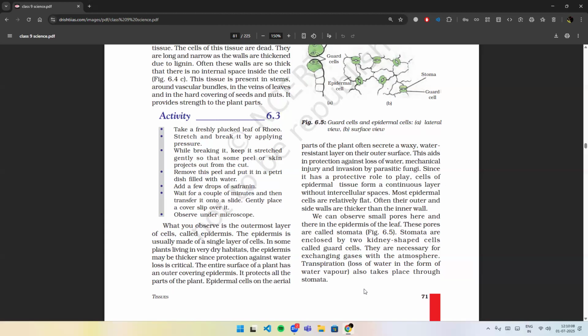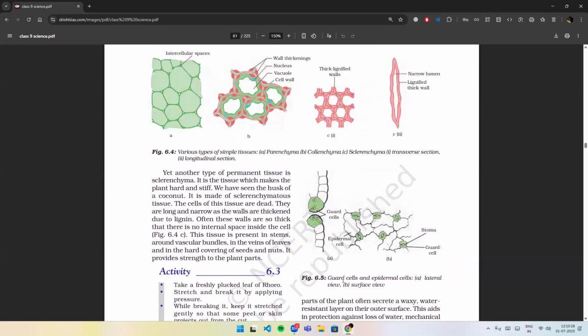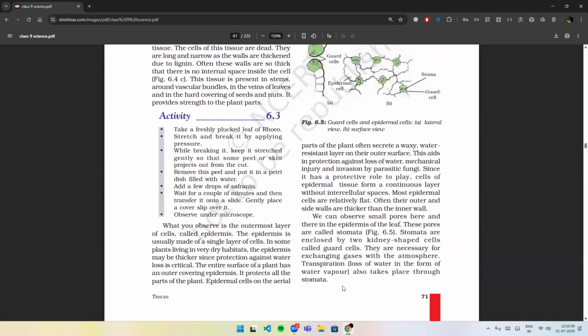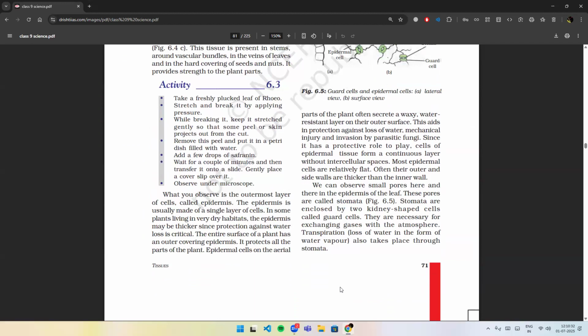The epidermis is usually made up of a single layer of cells. In some plants living in very dry habitats, the epidermis may be thicker since protection against water loss is critical. The entire surface of a plant has an outer covering, epidermis. It protects all the parts of the plant. Epidermal cells on the aerial parts of the plant often secrete a waxy, water-resistant layer on their outer surface. This aids in protection against loss of water, mechanical injury, and invasion by parasitic fungi.